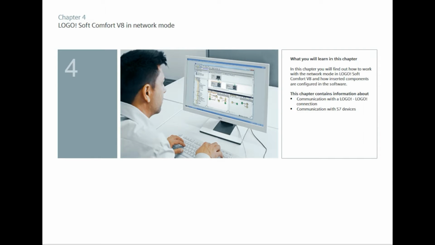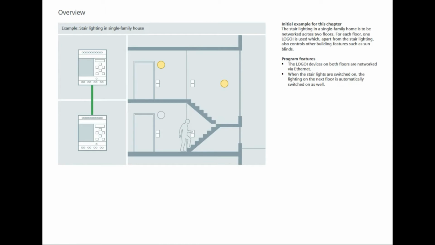In this chapter you will find out how to work with the network mode in Logo Soft Comfort V8 and how inserted components are configured in the software. This is done on the basis of an accompanying example that builds as you progress. For this chapter, we are using an example for illustration purposes.